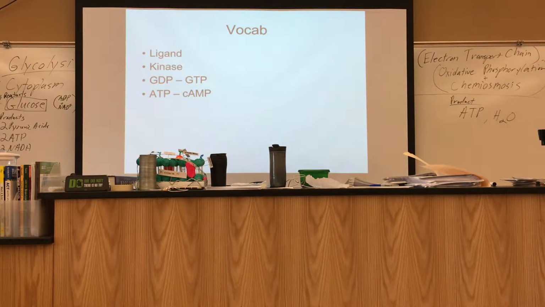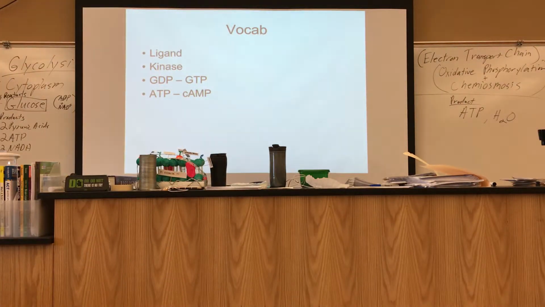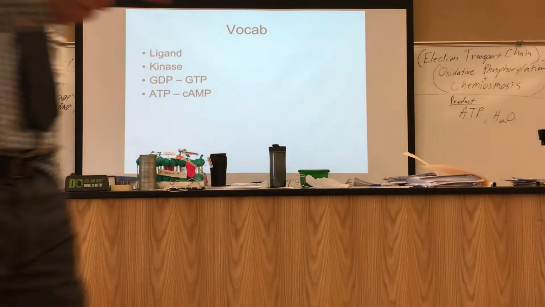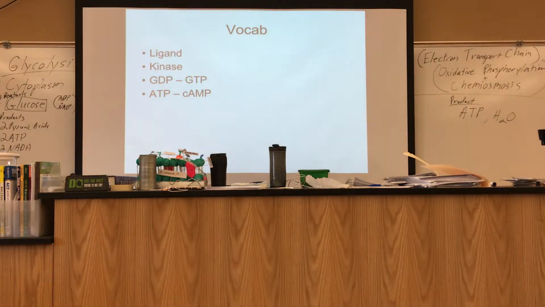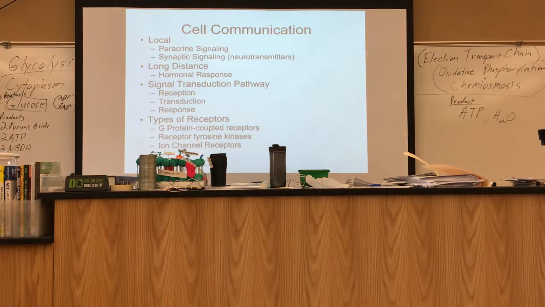And the last one is a conversion of ATP to cAMP. cAMP stands for cyclic AMP. So adenosine monophosphate, meaning one phosphate. It loses two phosphates. And the cyclic is referring to the shape. So ATP and cAMP. So these are key terms that we will use throughout today.